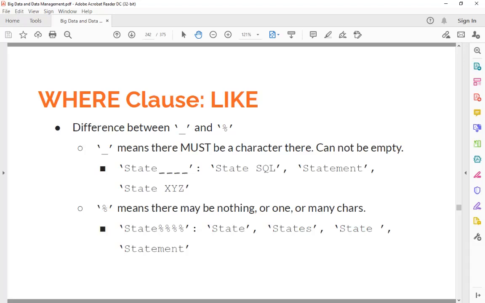On the other hand, percent means there might be nothing or 1 or many characters. So if you put state percent, each percent can mean 0, can mean as many as you want. So state of New Jersey, state of New York, states, statement, all fits into this pattern.